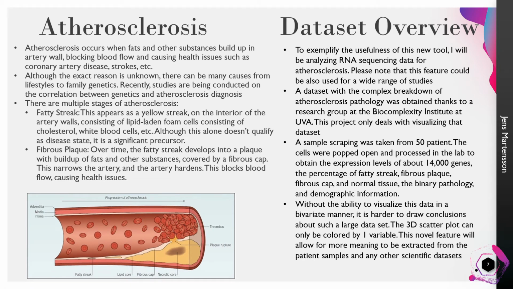So to apply this novel tool, I'll be applying it to analyzing a high-dimensional data set for atherosclerosis, which is a condition where artery walls get blocked because of fat buildup. Here you can see a fatty streak, we have fibrous plaques, and this can lead to many heart conditions. And a data set was obtained from the University of Virginia that has about 14,000 genes of about 50 patients.